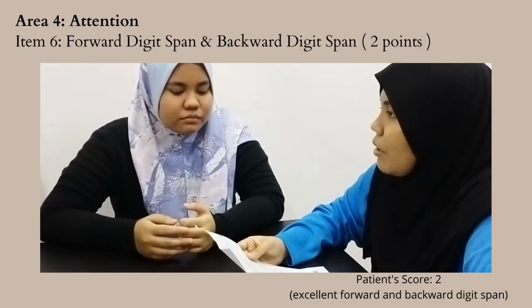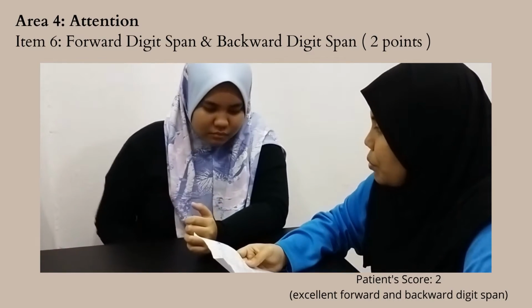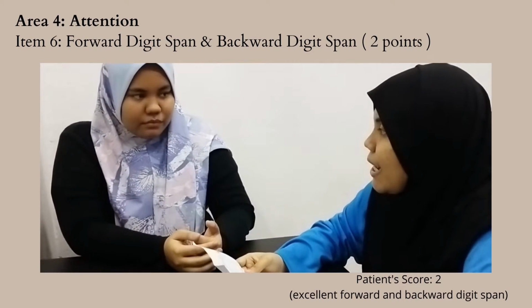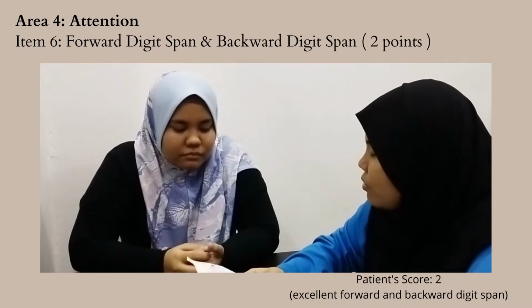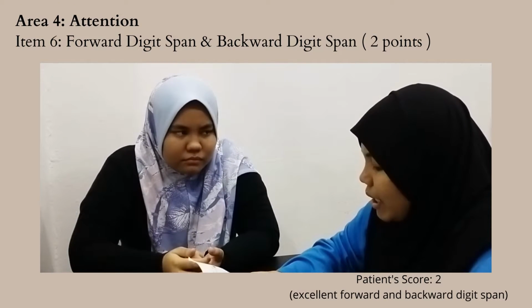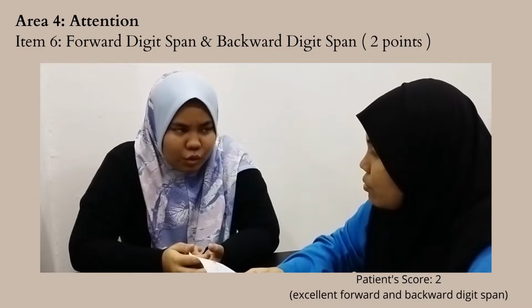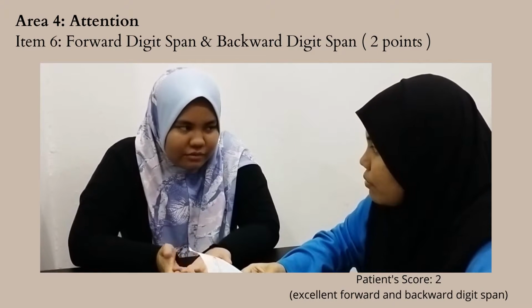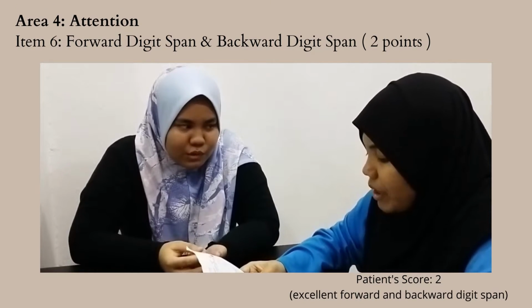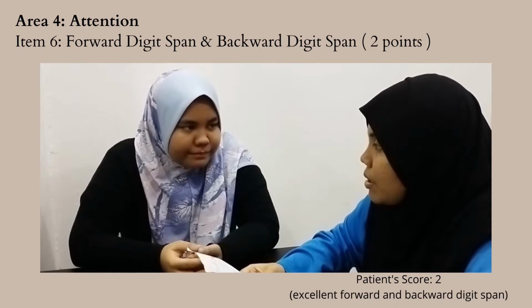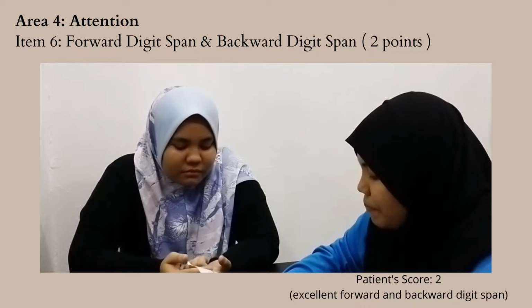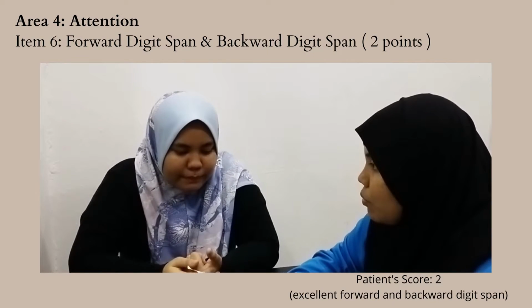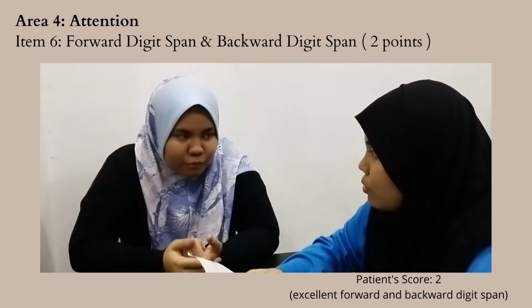Okay, this time I will read 5 numbers to you and I want you to repeat them exactly as I said them. Okay, I will start now. 2, 1, 8, 5, 4. 2, 1, 8, 5, 4. Okay, now I will read 3 numbers to you, but I want you to repeat them in backward order. 7, 4, 2. 2, 4, 7.